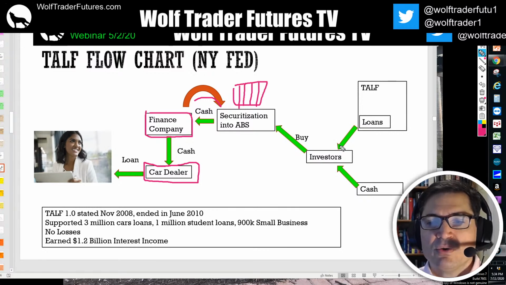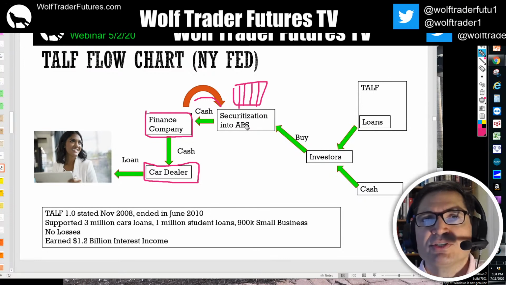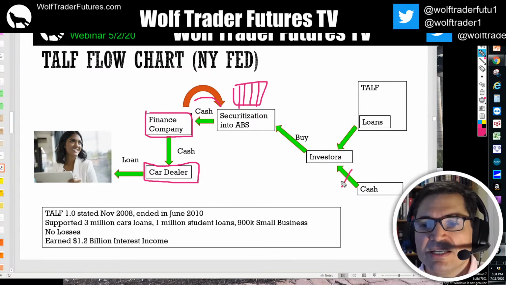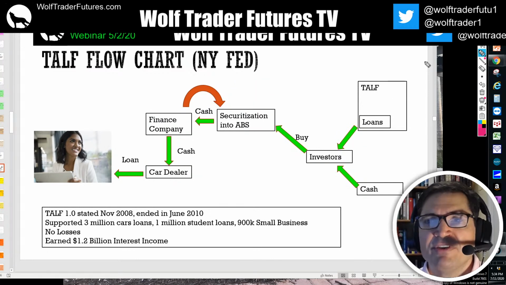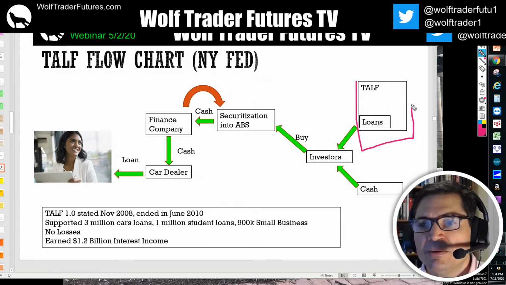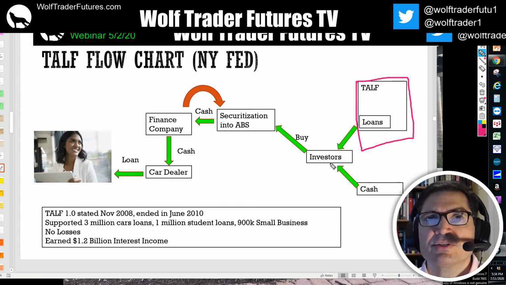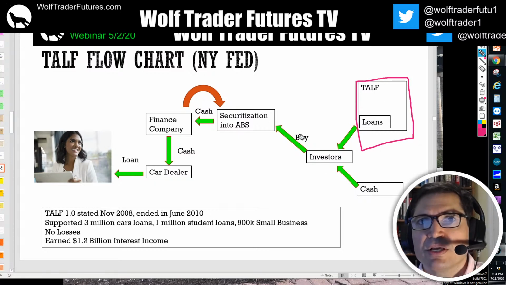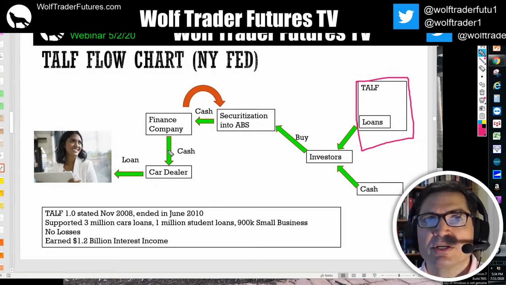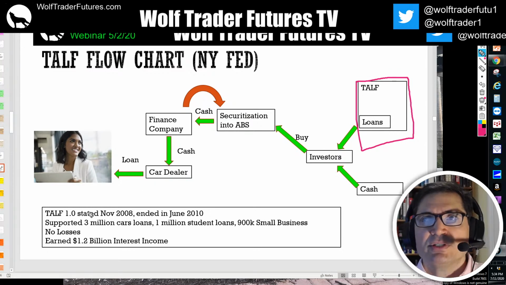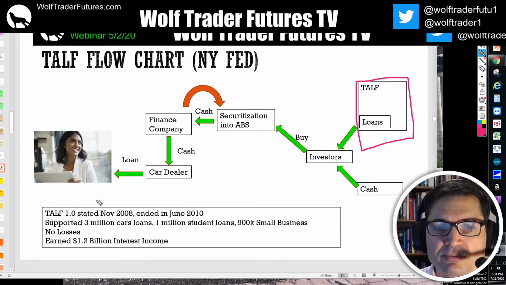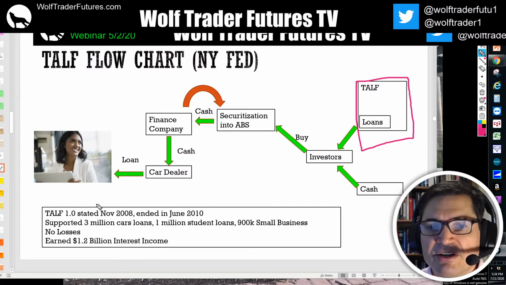What happened during the financial crisis is that these investors, for whatever reason, couldn't buy these asset-backed securities anymore, either because they were out of cash or because no one would loan them the money. So the Fed stepped in and said, okay, we're going to become the lender to these investors to buy these asset-backed securities. And they came in and did this and they restored the credit markets. But this is important because this can have an inflationary effect on the consumer.